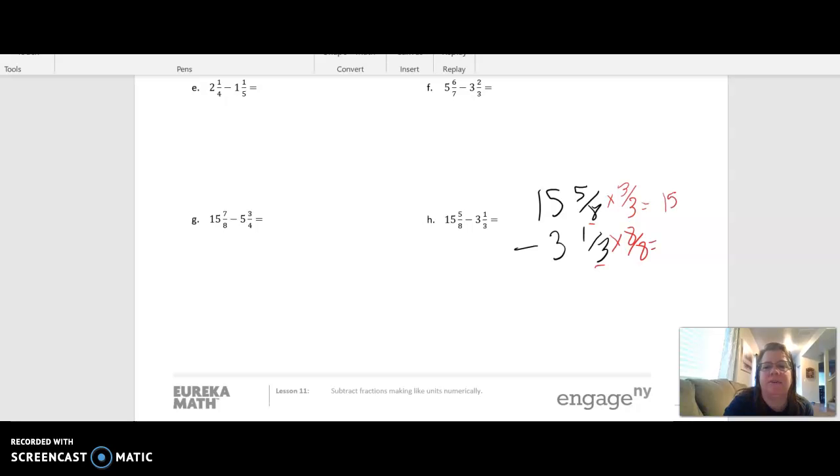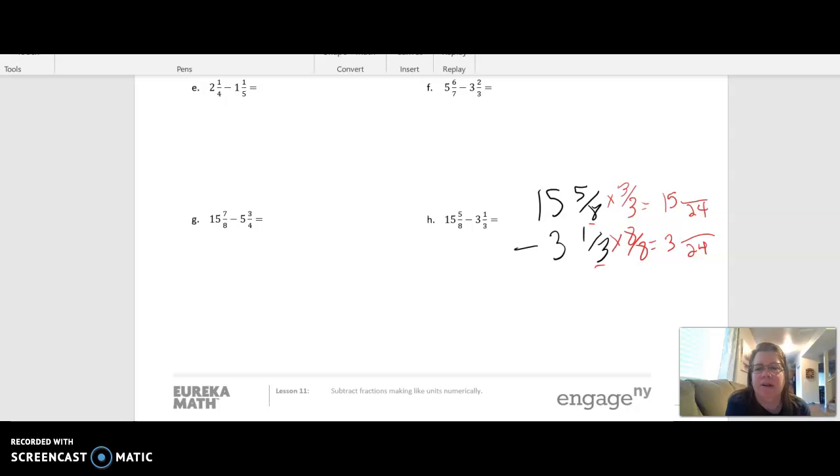They always come over, 15 and 3, okay? And then I need my fractions. So 8 times 3, what's our common denominator? Count by 8s. 8, 16, 24. So I know that both of these are going to have a common denominator of 24 because I have 3 times 8 and 8 times 3.